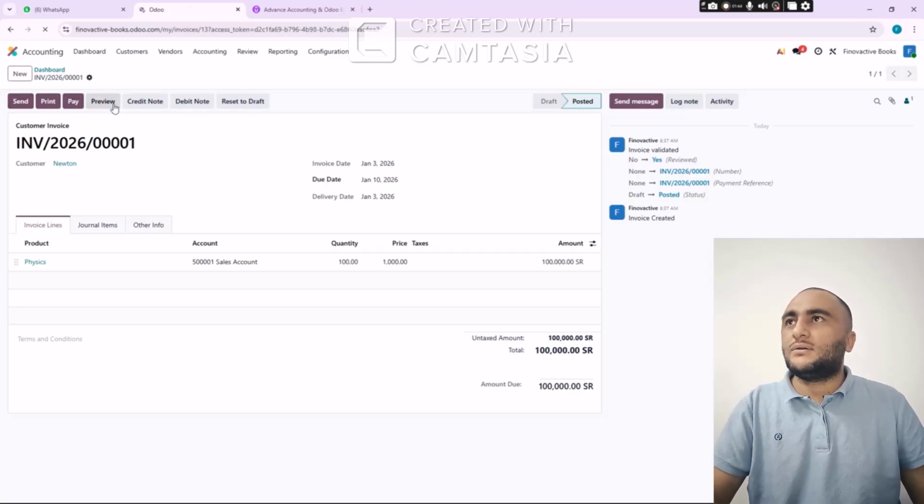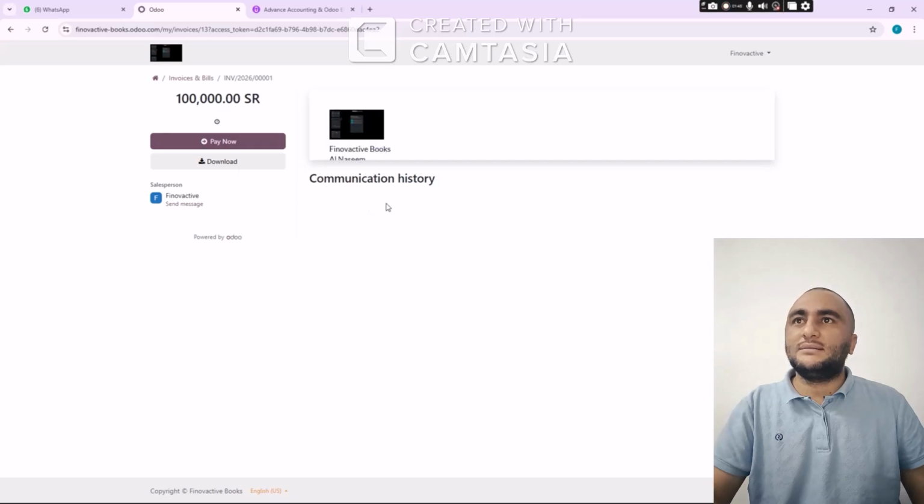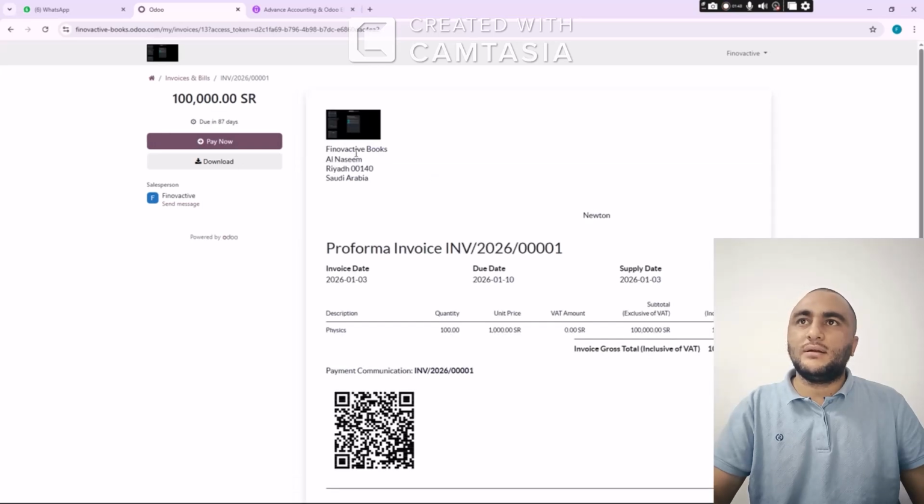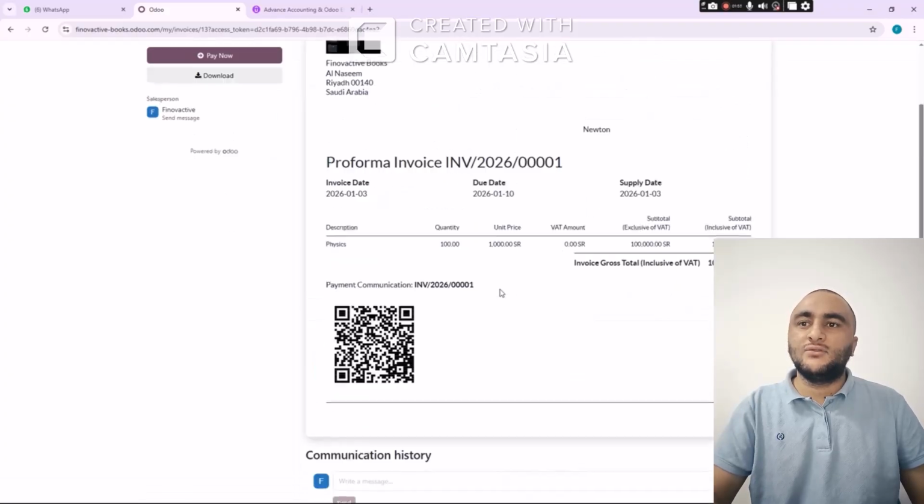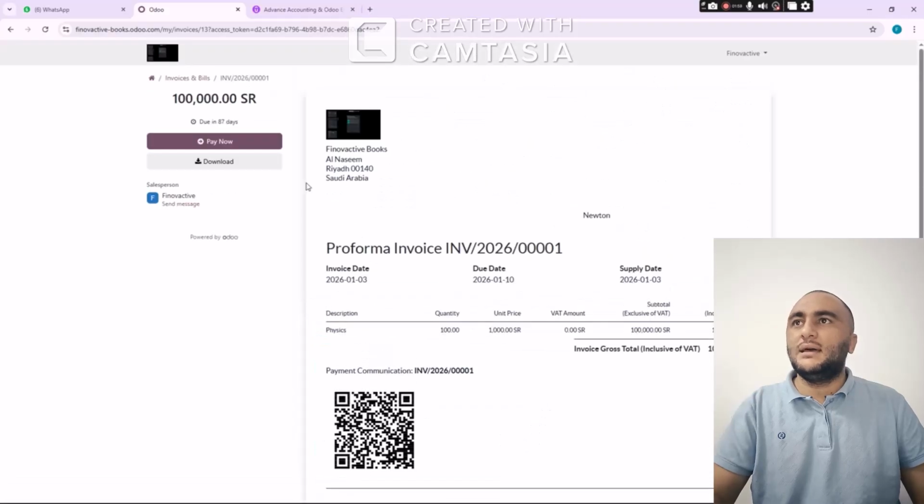You can print it here, you can preview this invoice here. If we want to look at the invoice, it will look like this. Odoo has automatically uploaded our logo and everything in here, so you can send this invoice directly by email by downloading.